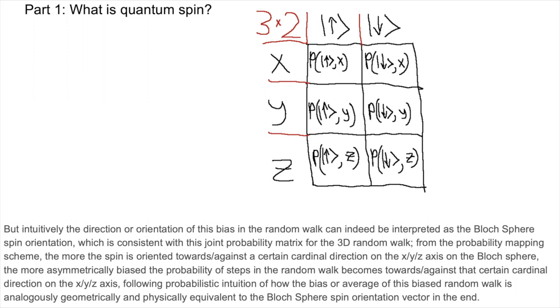From the probability mapping scheme, the more the spin is oriented towards or against a certain cardinal direction on the XYZ axis on the Bloch sphere, the more asymmetrically biased the probability of steps in the random walk becomes towards or against that certain cardinal direction on the XYZ axis, following probabilistic intuition of how the bias or average of this random walk is analogously geometrically and physically equivalent to the Bloch sphere spin orientation vector in the end.